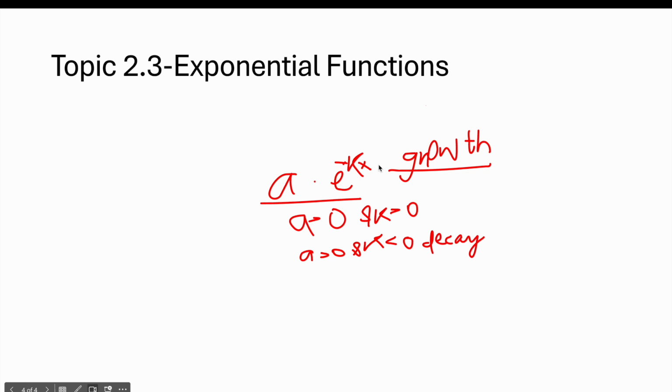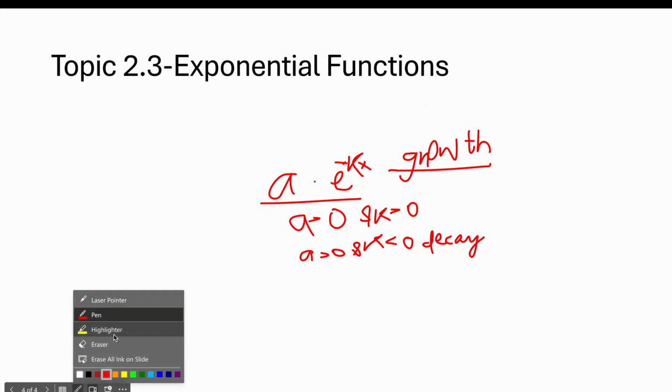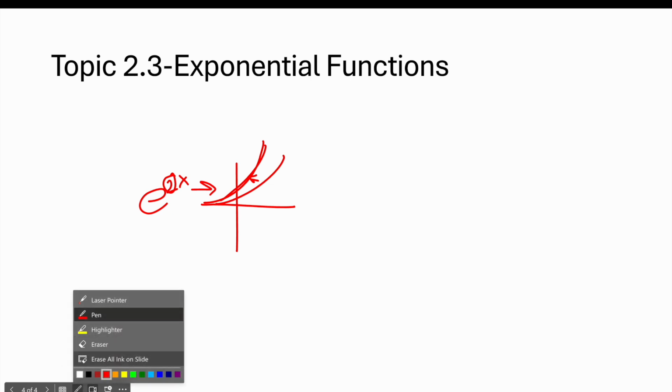So let's talk about how we could transform an exponential natural base function. If we were to write e to the power of 2x, that is a horizontal shrink by 2. So the graph would be like this, and it would just be shrunk to this. That is what e to the power of 2x does.